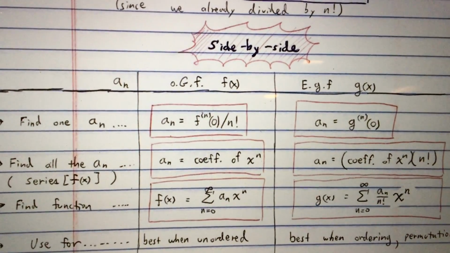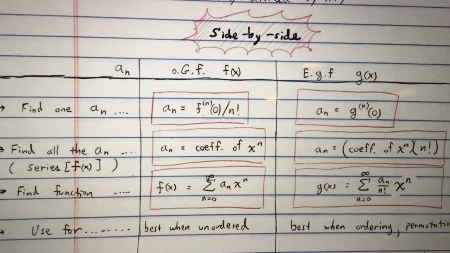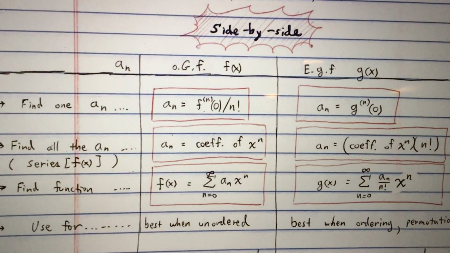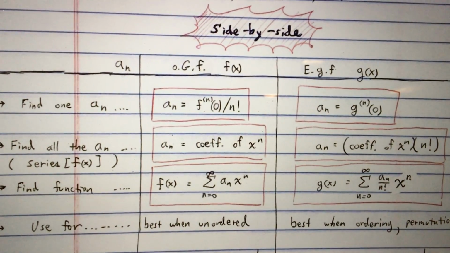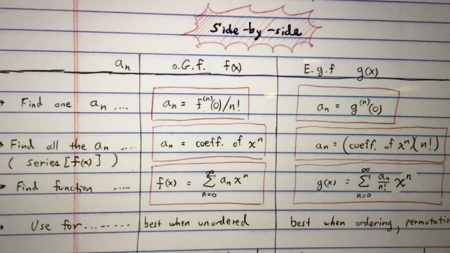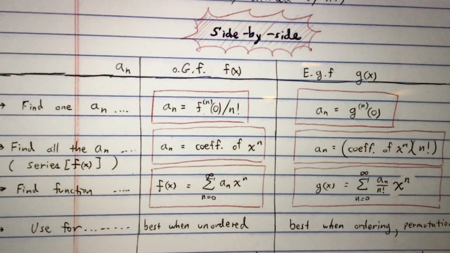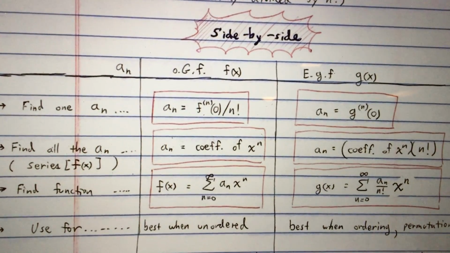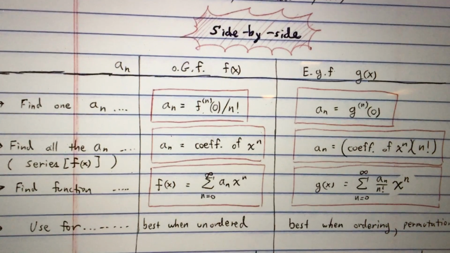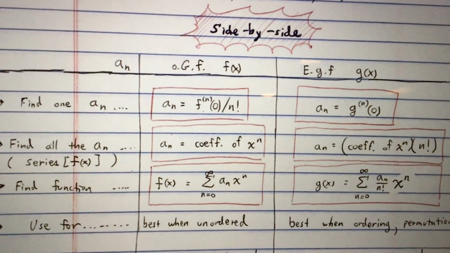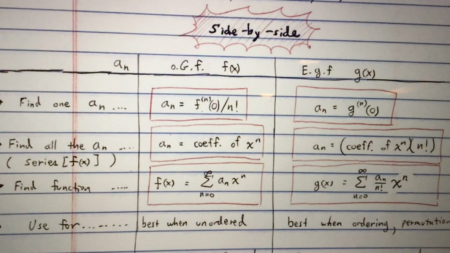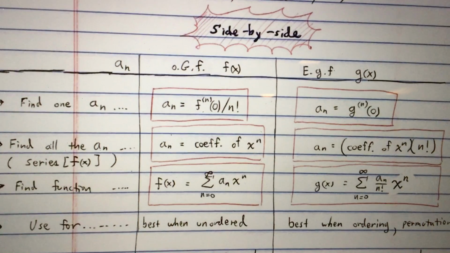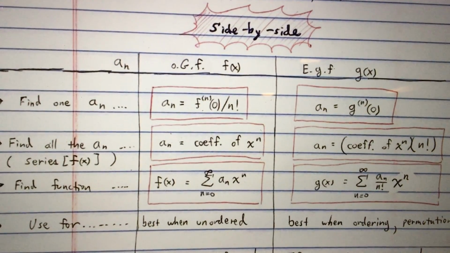If you want to find a whole bunch of a sub n's using the series command, then for the ordinary generating function, you just grab the coefficients directly from a x sub n. But for the exponential generating function, the a sub n is going to be the coefficient, but then you have to multiply it by n factorial. It's already divided by n factorial, so you have to multiply by n factorial to get it back.